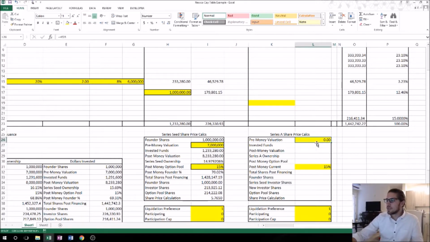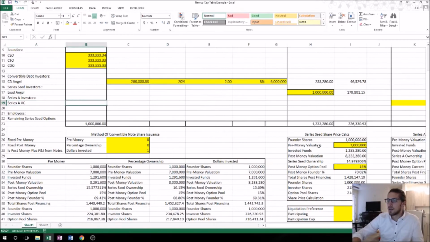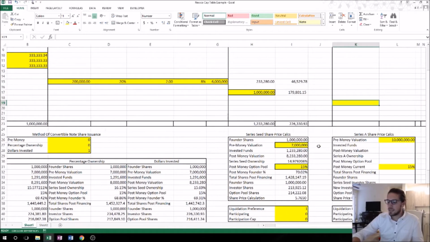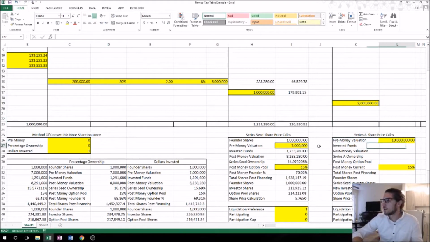So the first thing that we need to set here is the pre-money valuation. We can say the pre-money valuation is, make up a number, I'm going to use 10 million. And then we need to have invested funds. So invested funds generally go in this cell right here, in line with the Series A VC. Let's say the Series A VC put in $2 million. Okay, so $2 million is invested at a $10 million pre-money valuation.